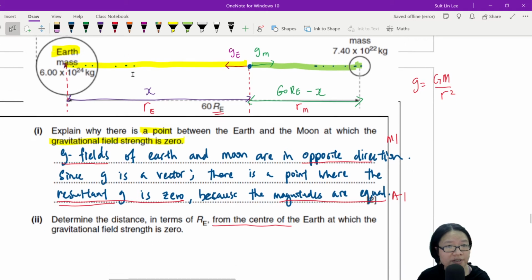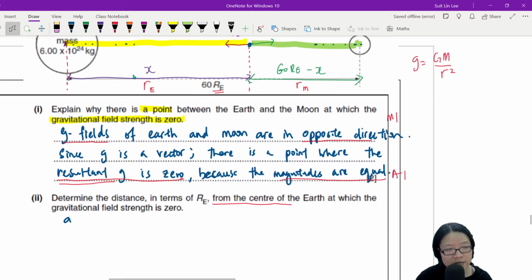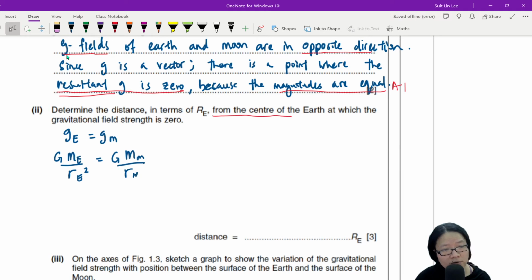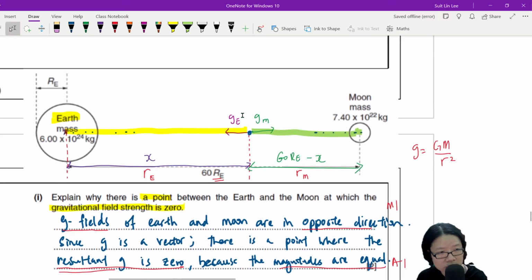They will both have the same magnitude. So I can say the gravitational field of the Earth, magnitude-wise, is equal to the gravitational field strength of the moon. And then I can substitute G, mass of the Earth, divided by distance from the Earth squared, is equal to G, mass of the moon, divided by distance from the moon squared. First thing you will notice is that the value of G we can cancel off, right? And then now you may be thinking, oh, can substitute? Okay, you chill first.